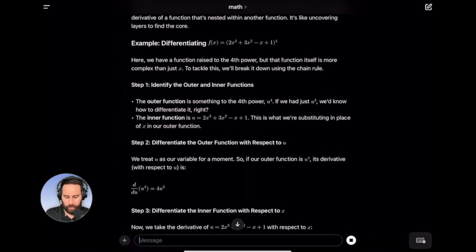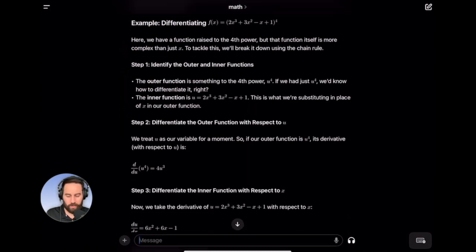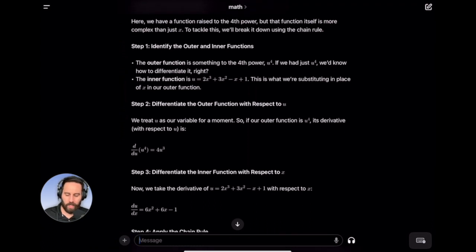Here we have a function that's raised to the 4th power, but that function itself is more complex than just x. To tackle this, we must break it down using the chain rule. Identifying the outer and inner functions, okay. The outer function is something to the 4th power, u to the 4th. If we had just u to the 4th, we'd know how to differentiate it, right? The inner function is what we're substituting in place of x in the outer function.